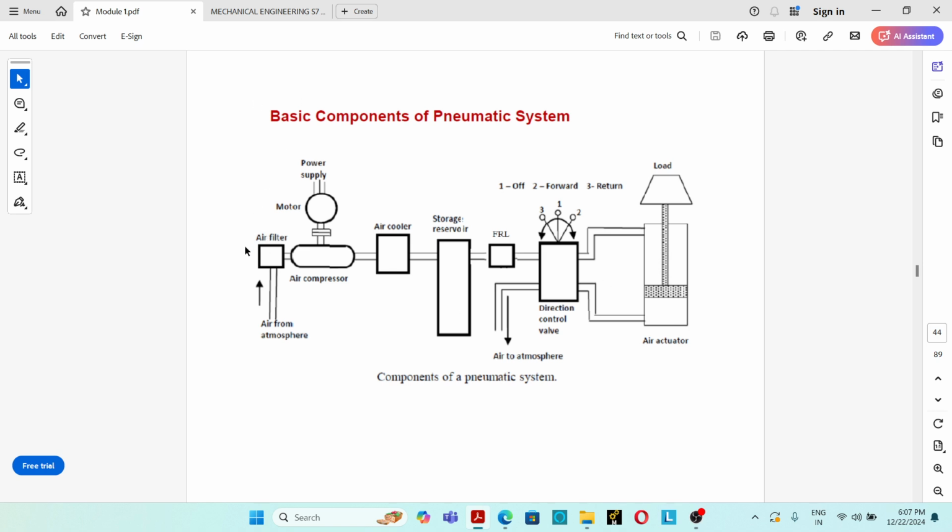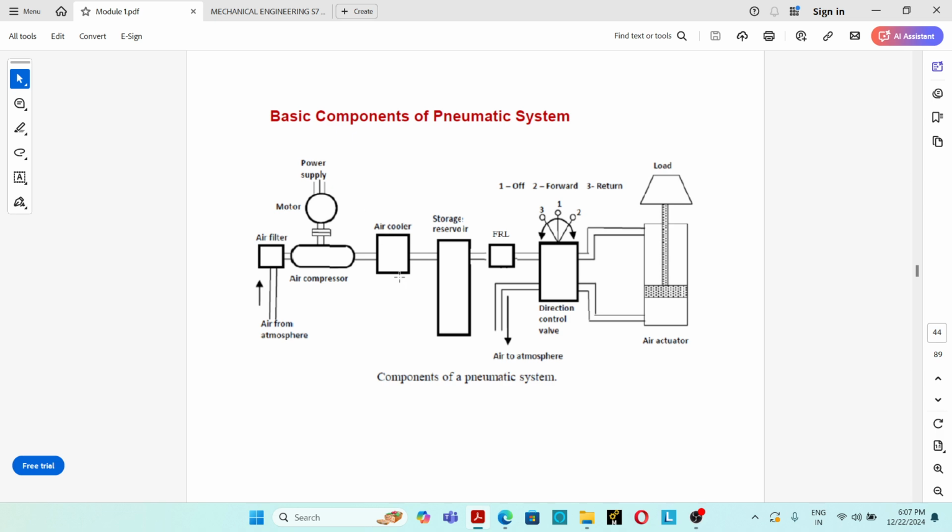Here, the first component is the air filter. The purpose of the air filter is to filter the air and remove any impurities and foreign particles present in the air. Next one is the compressor. The compressor energizes the air or gas. The compressor is attached to a prime mover, that is an electric motor. Whenever low pressure air passes through the compressor, it gets energized and converted to high pressure.